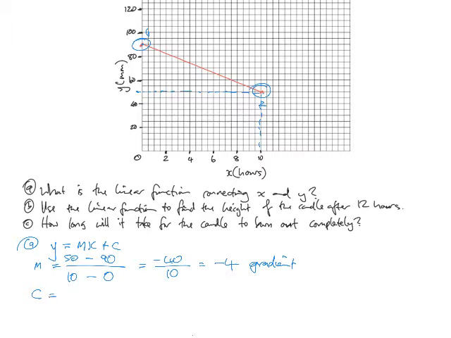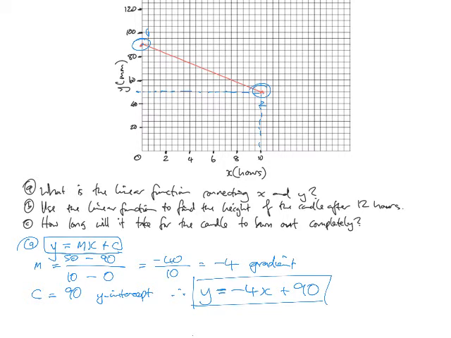C, pretty easy. Here we can see where the y-axis is crossed. It's crossed at 90. So now that we know the gradient and y-intercept, and you've been told that in the linear function, m stands for the gradient and c stands for the y-intercept, we can work out what the linear function for this line is. Therefore, y is equal to negative 4, because that's what the gradient is, x, plus the y-intercept, which is 90. So that is the linear function for this straight line in the question.